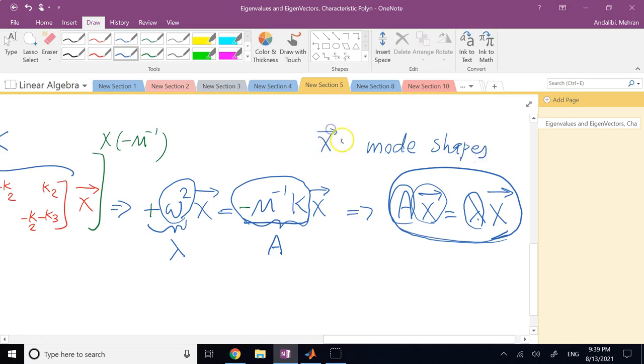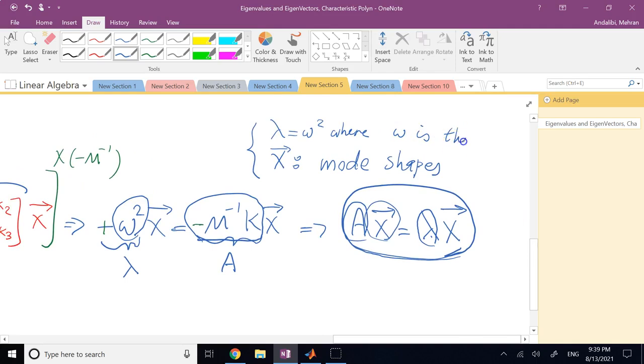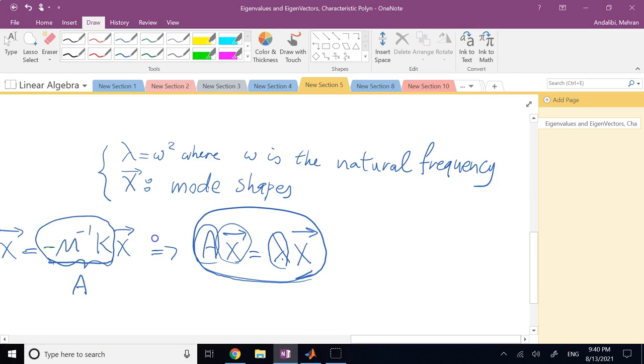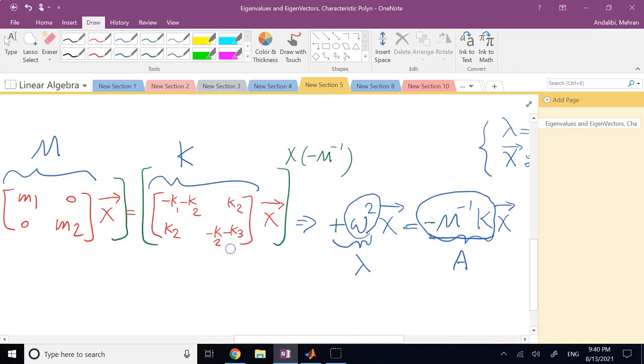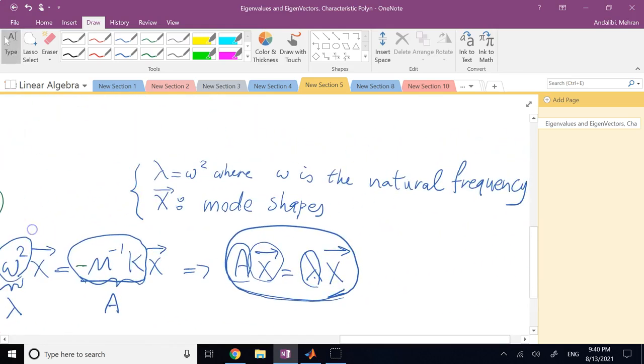So here x is in vibration, we call x the mode shape, and lambda equals omega squared, where this omega is the natural frequencies. There are two omegas, so there will be two natural frequencies. And you can watch videos related to free vibrations, which is this kind of problem: the system subjected to initial displacement without any external force. Finding the natural frequencies can be done by an eigenvalue problem once you have matrix A.